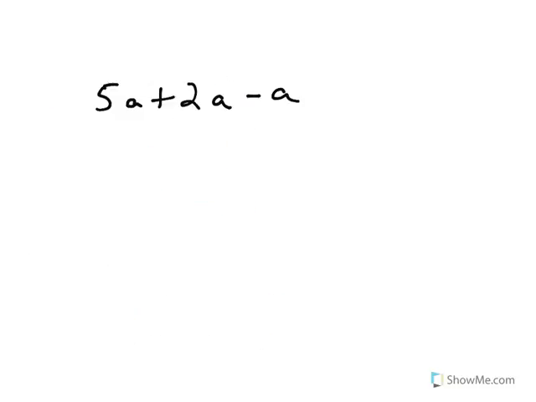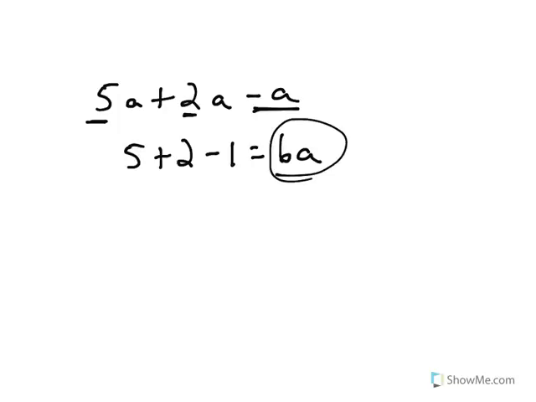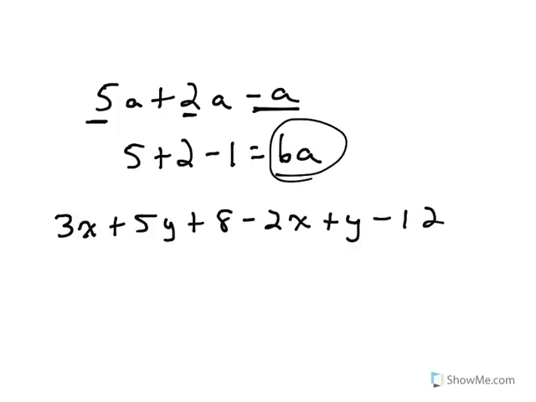When we add and subtract like terms, we add and subtract their coefficients. So this is 5 plus 2 minus 1. Don't forget to add the a. 5 plus 2 minus 1 equals 6. Attach the a. 6a is our final answer. In another example, we have like terms and unlike terms.